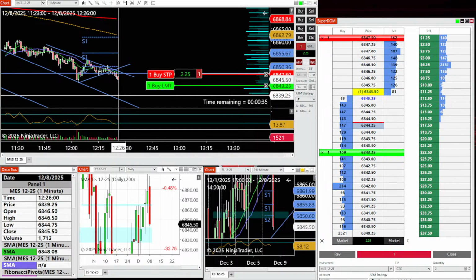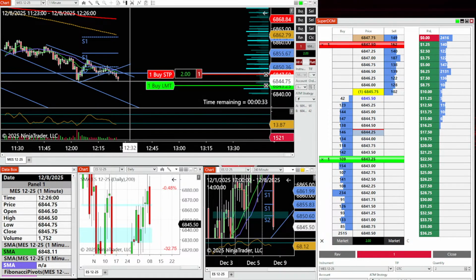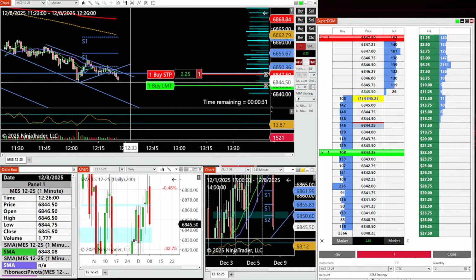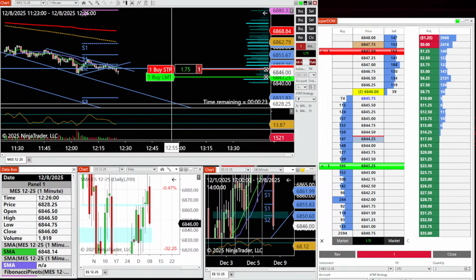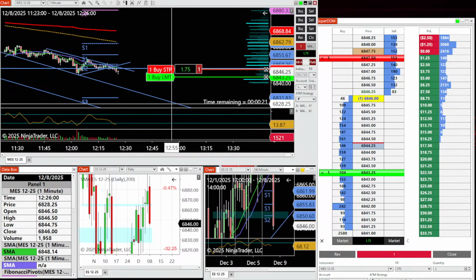45.50 is the high of this bar. We might double bottom out here and not even get the break. Can we get the break? Don't even want to give us the break. No.